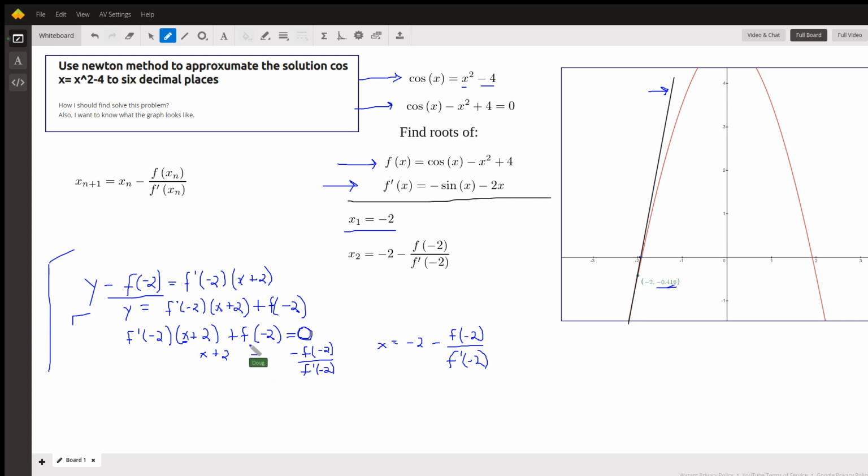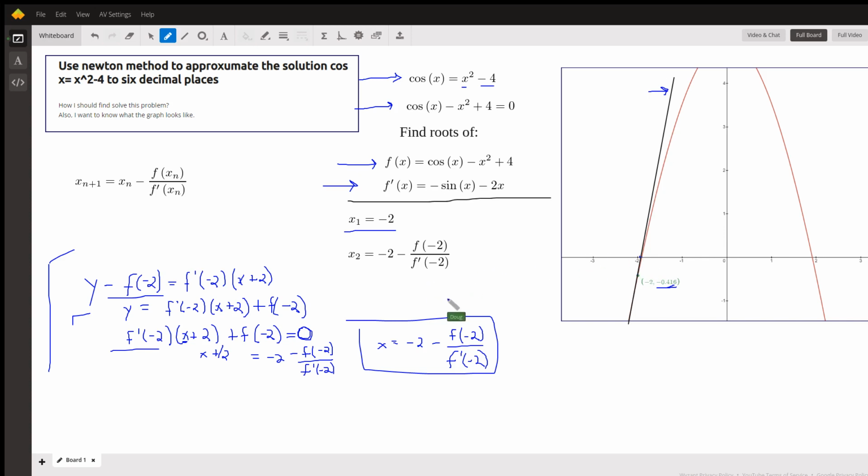So here's what I did. I subtracted f of -2 from both sides, then divided by f prime of -2, and then finally subtracted this 2 from the other side to this side. And there is the x-coordinate of the point where this tangent line crosses the x-axis.